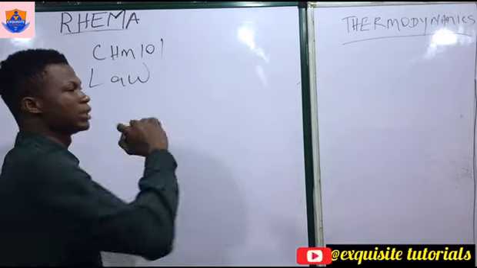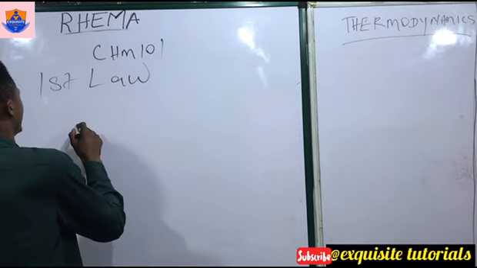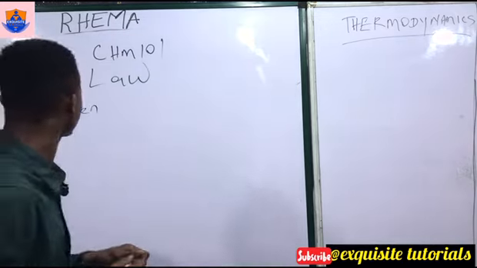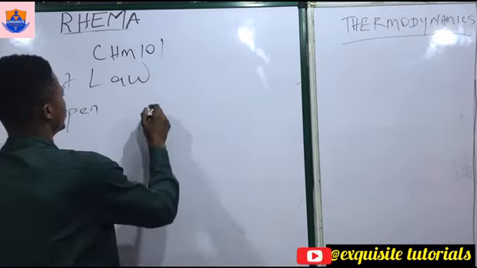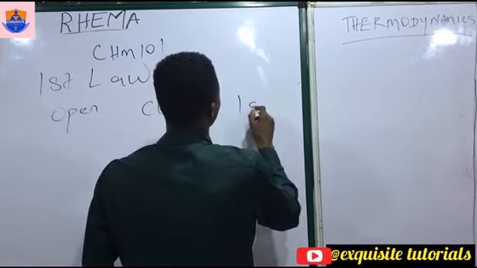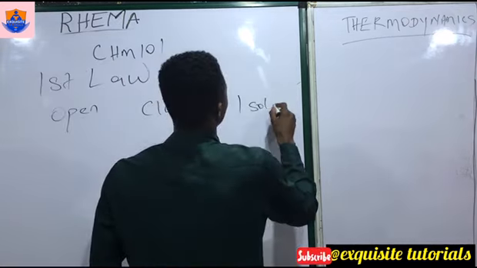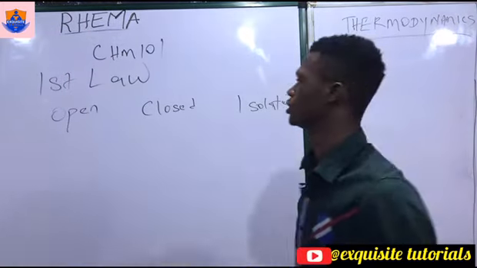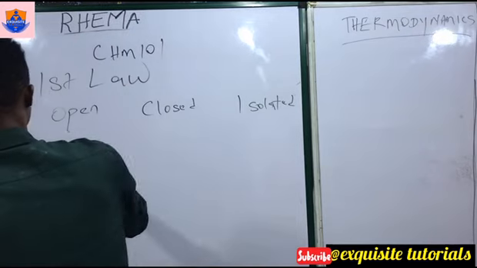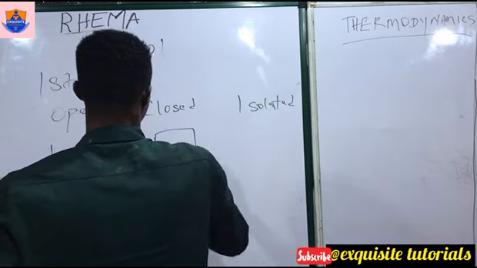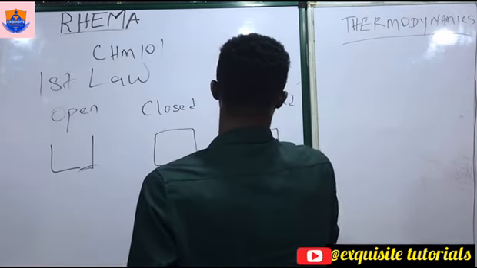Now, I want to explain three systems to you. We have an open system, we also have a closed system, and we have an isolated system. I want to explain these three systems to you with a diagram. Let's sketch an open system. Now, this is an open system. This is a closed system, and an isolated system.